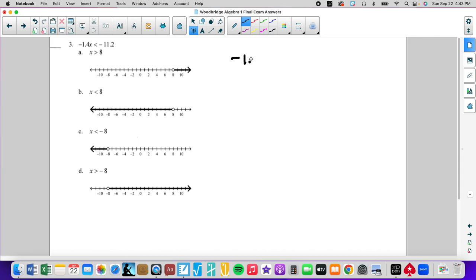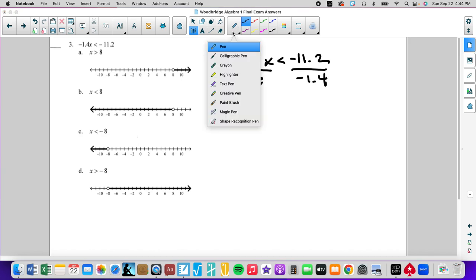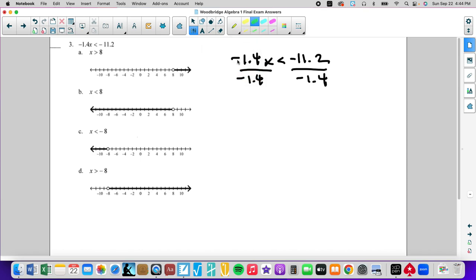We have -1.4x is less than -11.2. We're going to divide both sides by -1.4. We need to remember that when we multiply or divide both sides of an inequality by a negative, we must flip the inequality sign.